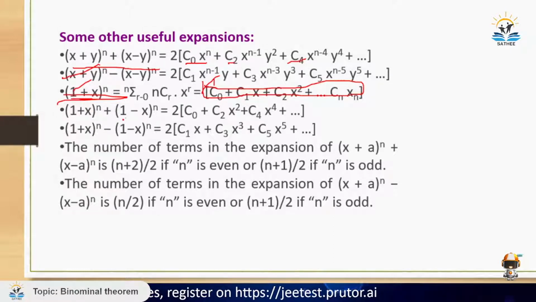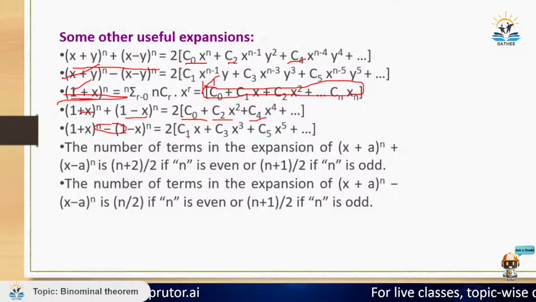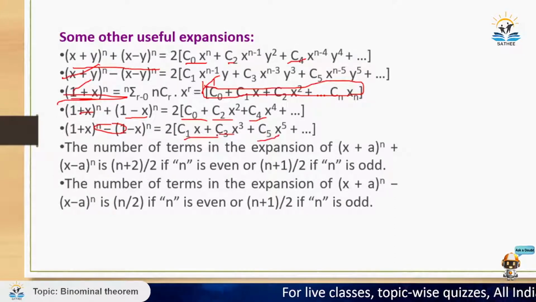And then again, same thing. One is plus, one is negative. So all terms will get cancelled, and you will only get even terms: C0, C2, C4. And since you are subtracting here, only odd terms will be left. Even terms will get cancelled. So C1x, C3x cube, and C5x^5.